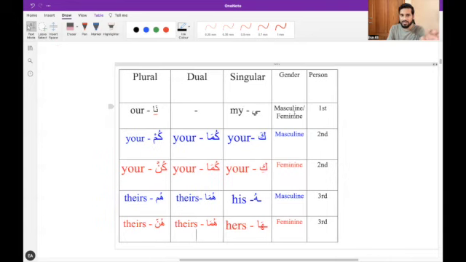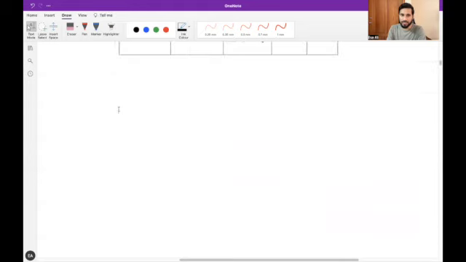Now I have this table here, and it's showing us first person, second person, third person, then gender, then singular, dual, plural. But for the purpose of this class we will only be looking at the first person singular, which is going to give us "my." Now, what does that mean? It means, for example, if I want to say my house or my book, how do I say this?